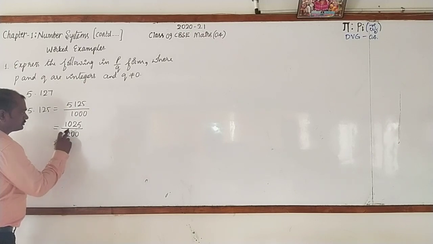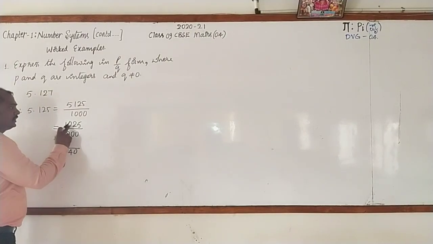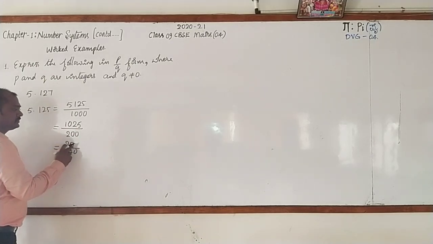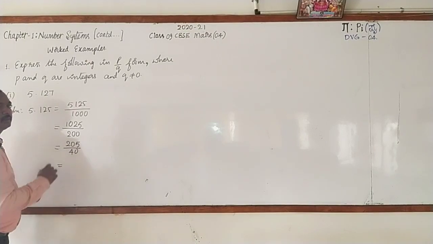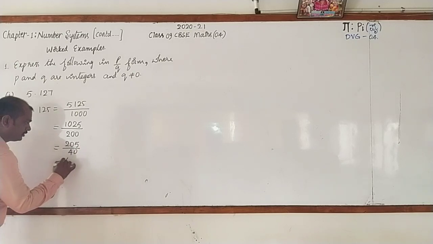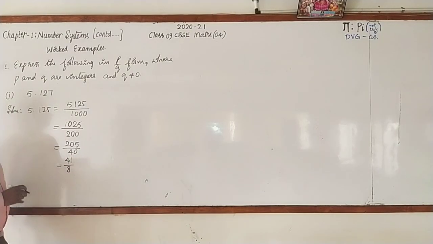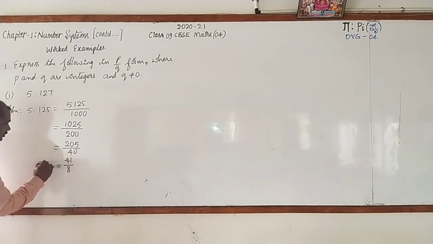Now 5 4s are 20, 5 and zeros are. Next 5 2s are 10. Here 2 is there, not divisible, so you can take 0. 5 20s are 100, 2 will remain, 25, 5 5s are. Next, again it is divisible by 5. 5 8s are 40, 5 4s are, then 1s are, 41 by 8. So this is the P by Q form of 5.127. 5.127 is equal to 41 by 8.